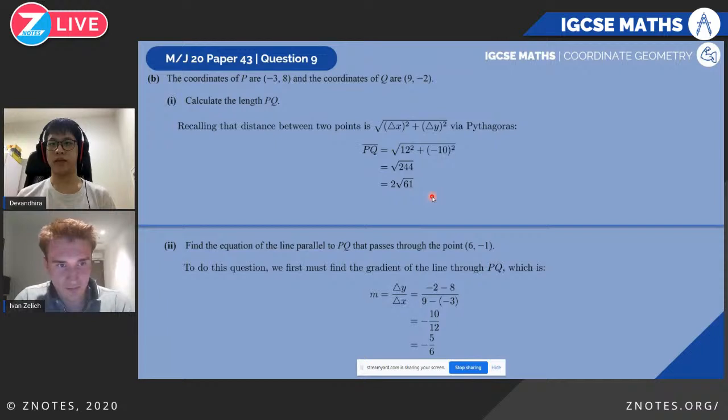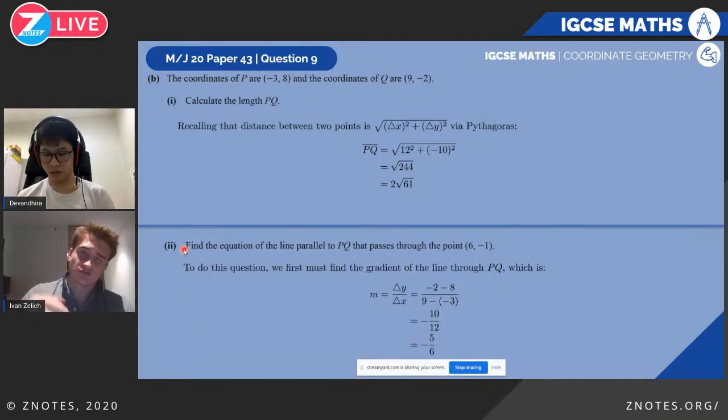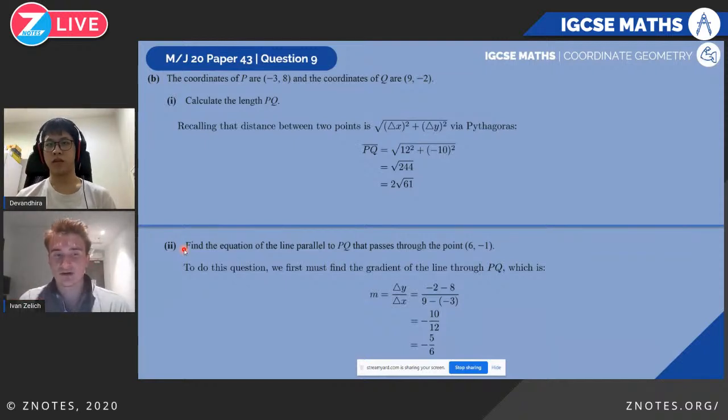Okay, so now for the next part, we have to find the equation of the line parallel to PQ that passes through the point 6, negative 1. So in general, a line parallel to another line has the same gradient. So if 2 lines are parallel, when you calculate the gradients, same gradient. So that's the tool we'll use here, because we already have a point. So if we know what the gradient is, then we can calculate what the equation of the line through that point is.